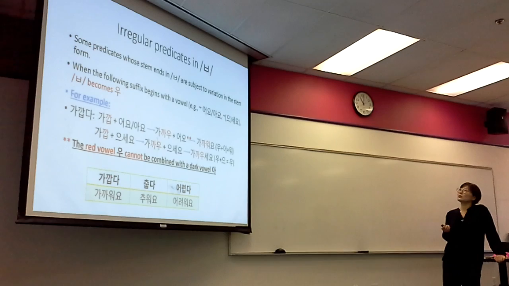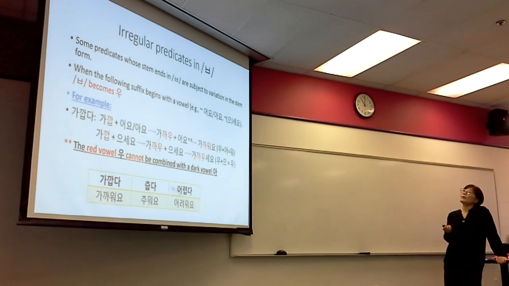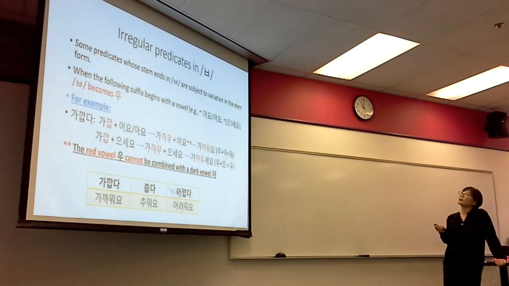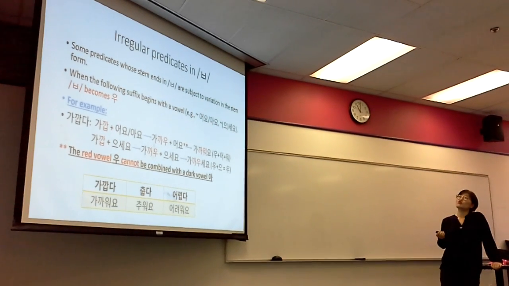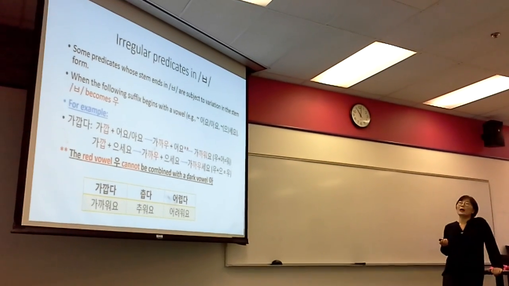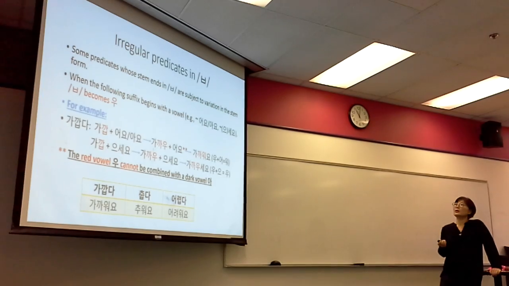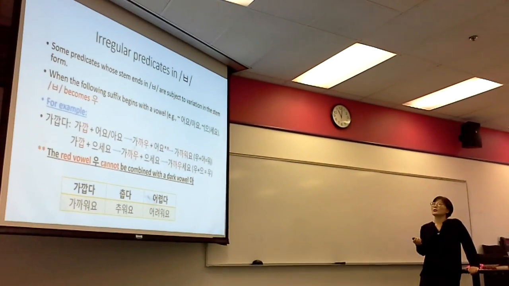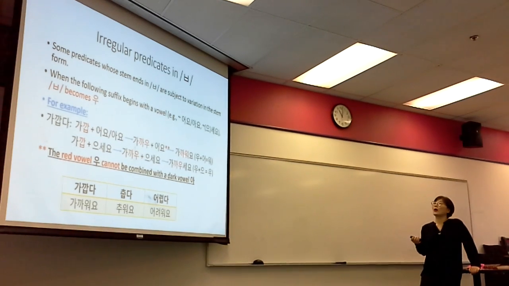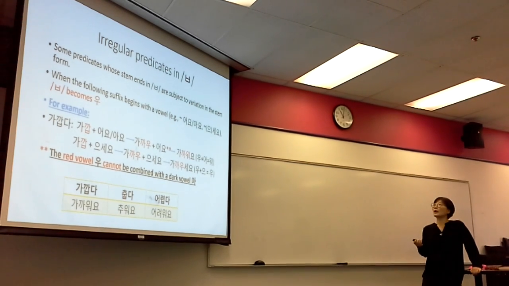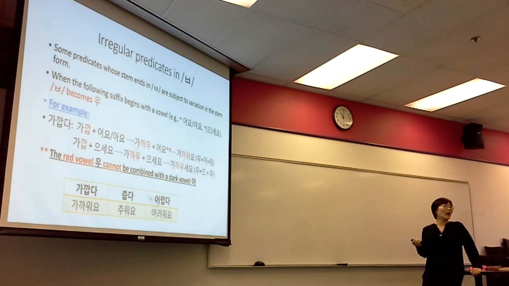So, we're gonna see. The suffix begin with a vowel. Example, 어요, 아요, 으세요. ㅂ becomes 우. So, here, for example, 가깝다, to be near. 가깝 plus 어요, 아요. Change 우. So, 가까워요. Okay? 가깝 plus 으세요, 가까우세요. So 가까우세요. Okay?